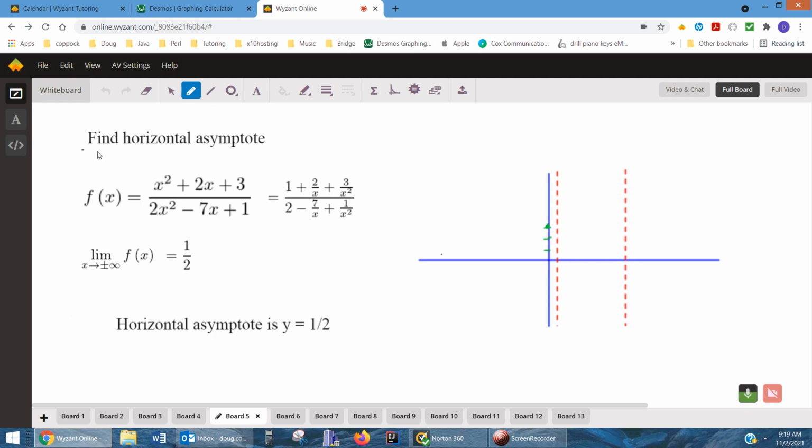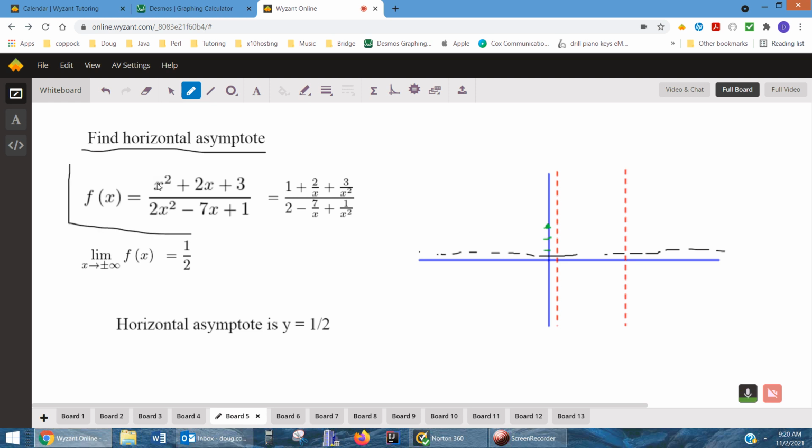The horizontal asymptote occurs by taking the limit as x approaches either plus or minus infinity. And it turns out that y equals 1/2 is the horizontal asymptote, which I haven't sketched in here yet. But it would go something like that. And here's why that works.